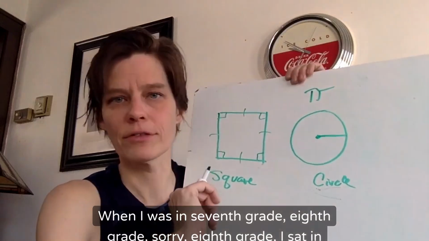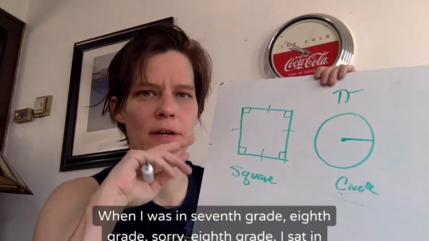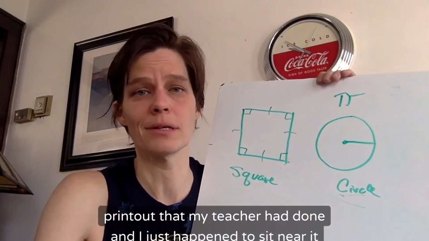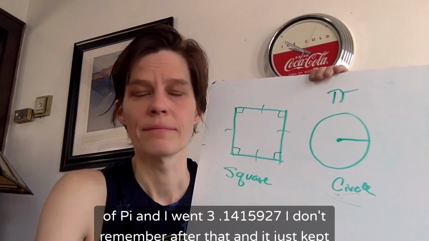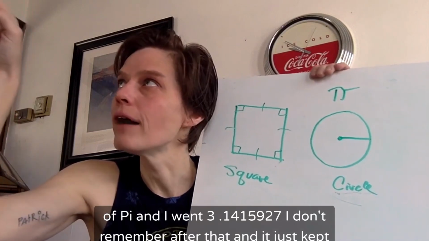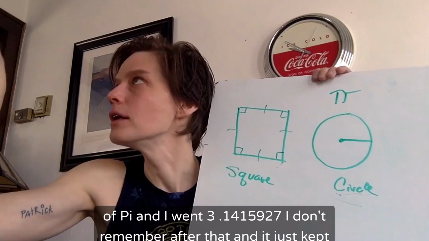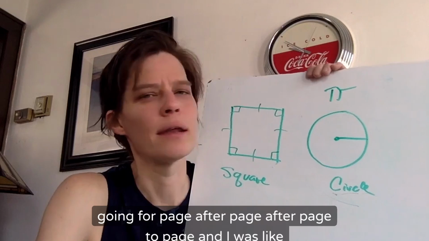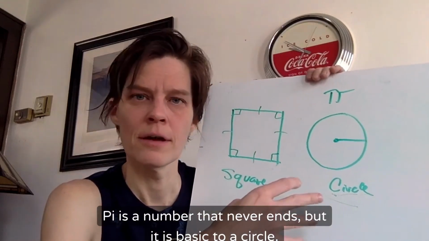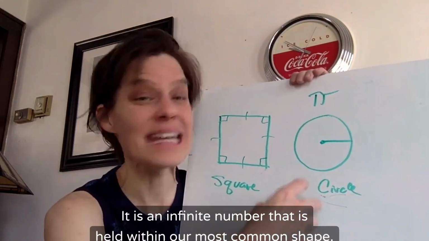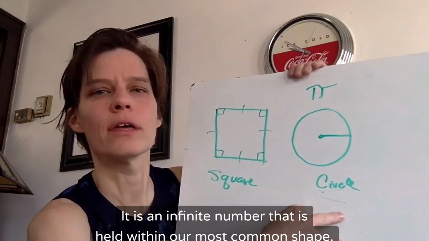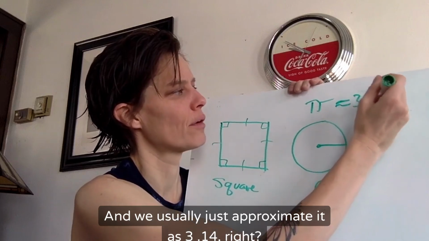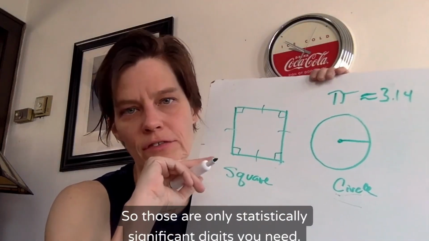When I was in 8th grade, I sat in the back of the class, and there was a poster my teacher had done, and I just happened to sit near it, of pi. And I went 3.1415927, I don't remember after that. And it just kept going for page after page. And I was like, pi is a number that never ends, but it is basic to a circle. It is an infinite number that is held within our most common shape. And we usually just approximate it as 3.14, right? Because those are the only statistically significant digits you need.